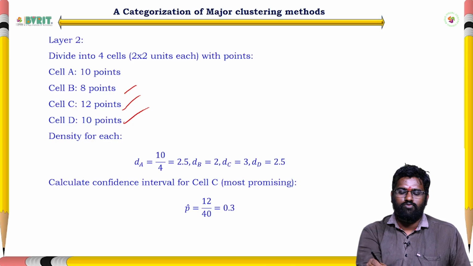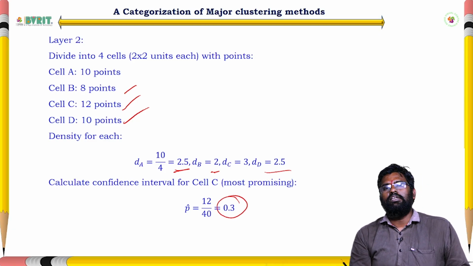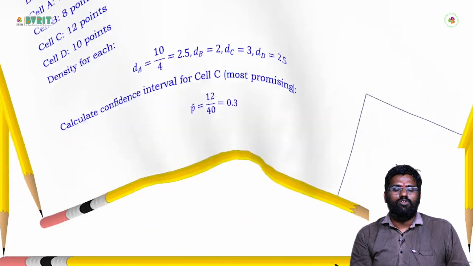Then we need to show the density of each one. So 10 divided by the total 4 cells, 2.5. So the density between B, C and D is 2.5. Like that we are calculating. Then the estimated value we are getting for this one is 0.3. After calculating layer 2, now we will go into layer 3.